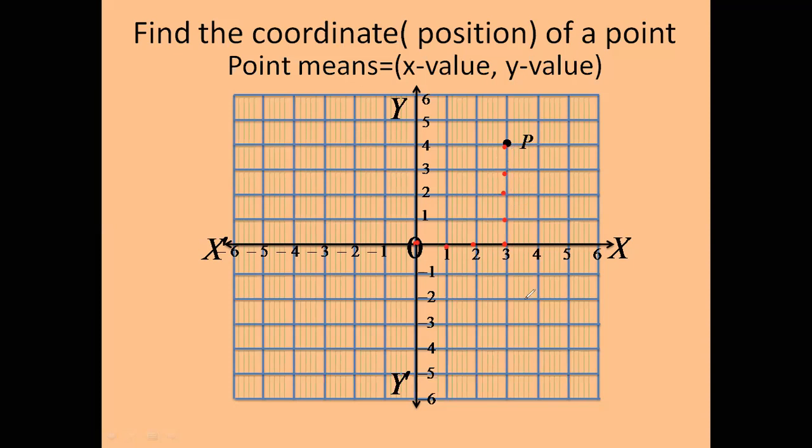That's why the value of this point will be 3 comma 4. P is a point, the x value is 3 and the y value is 4. And you can ask me, sir, why am I not going 4 first? Because if I go 4 and then up, and if we stop here and go upward, we cannot get P.